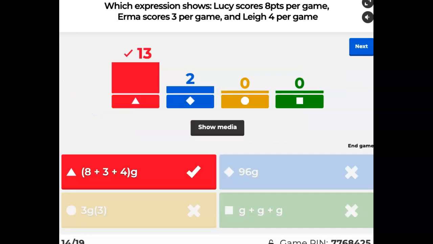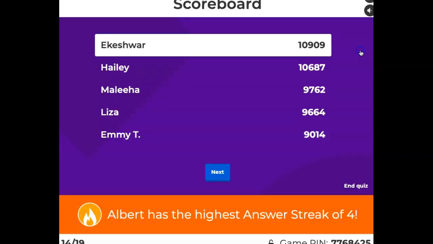You should get this right. You're going to say 3 times 3 is 9, and the total is not 9. So you're going to have 8 plus 3 plus 4, and they are all the same game. So still the red one. All right, I like this. This is a very nice review.